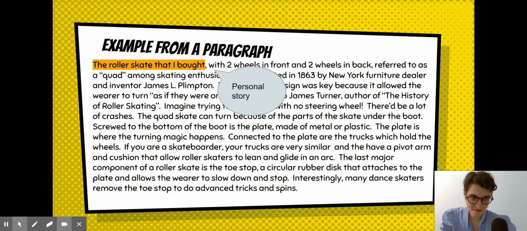Here is another paragraph. You can stop watching if you've gotten the point. If you'd like to watch another paragraph go by, here's another one.